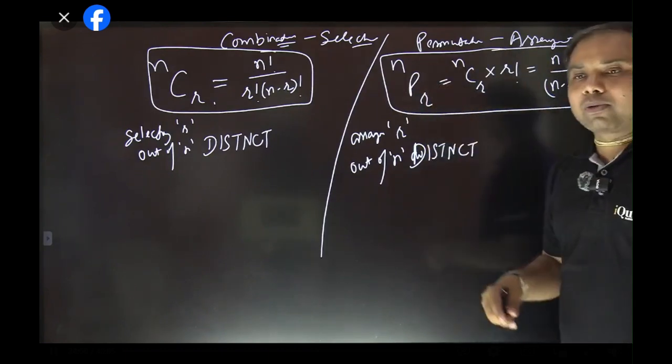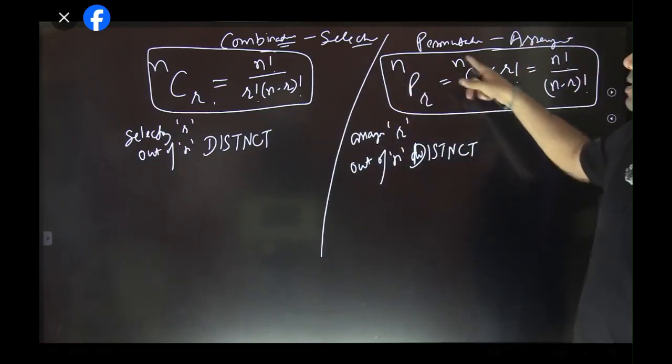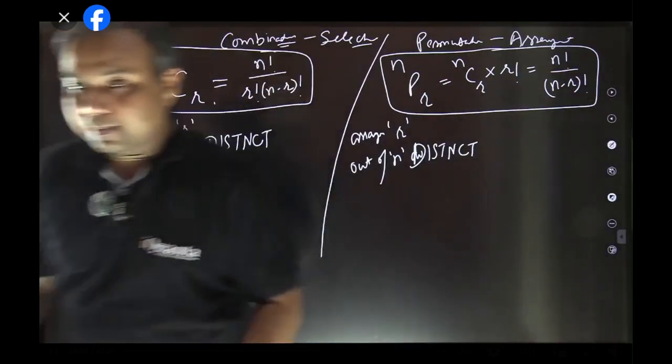Okay? So if you wish to use the formula for NPR, it's fine. But I personally prefer to use NCR only. Whenever I need to calculate NPR, I can always do this thing: NCR, then multiply with R factorial. Okay?